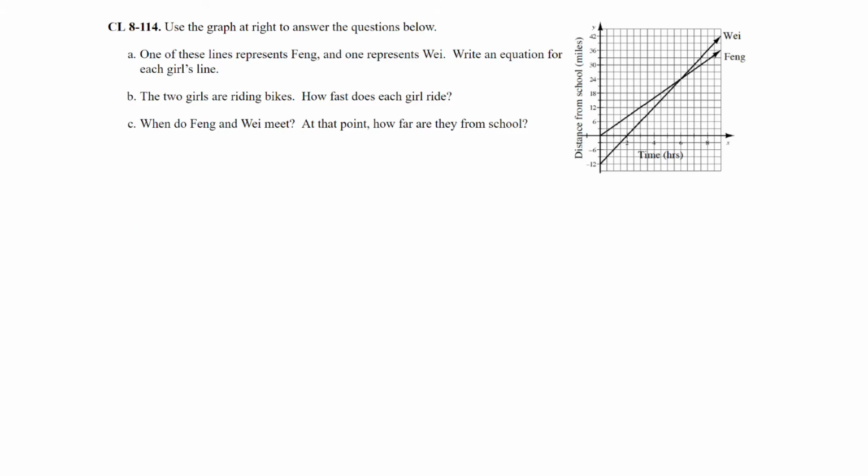Question 114. Use the graph at right to answer the questions below. One of these lines represents Feng and one represents Wei. Write an equation for each girl's line. So what we need to look at is what the y-intercept is. So we'll start with Feng, and hers crosses the origin.